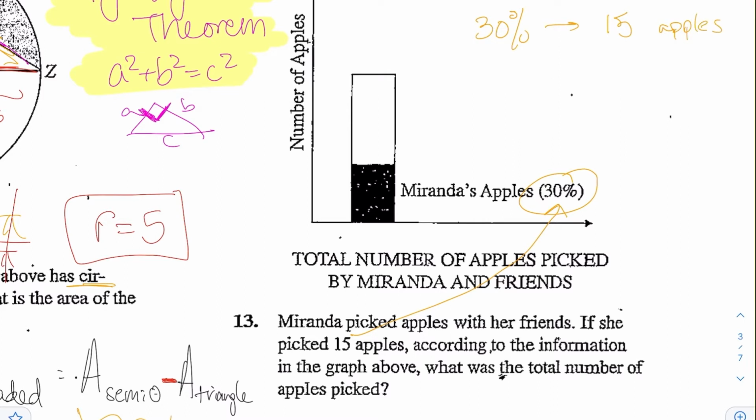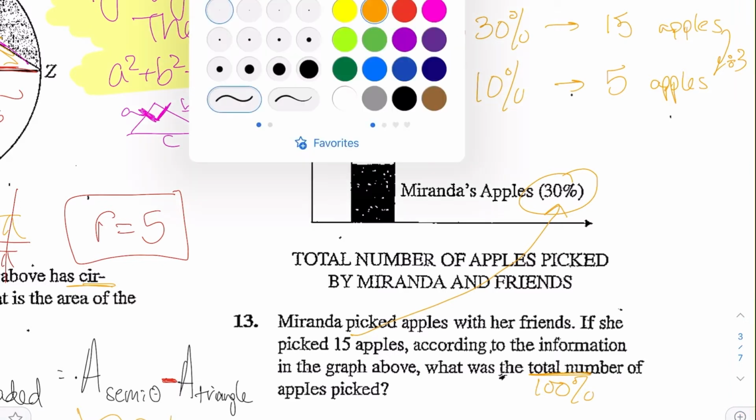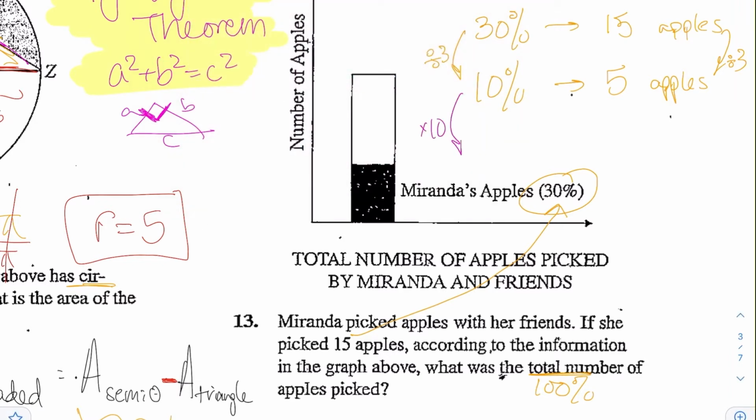Then we can figure out the total, which is just another way of saying 100%. So if you divide both sides by 3, we can get sort of the unit base rate. 30 divided by 3 is 10%, and 15 divided by 3 is 5 apples. So if 30% is 15 apples, 10% is equal to 5 apples. And then you can multiply by 10 on both sides to get to 100%. So that means that 100% will be 5 times 10, or 50 apples. So the answer is 50.